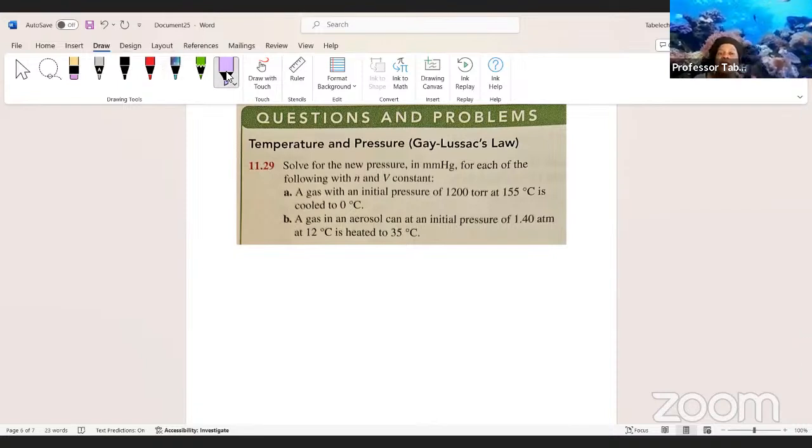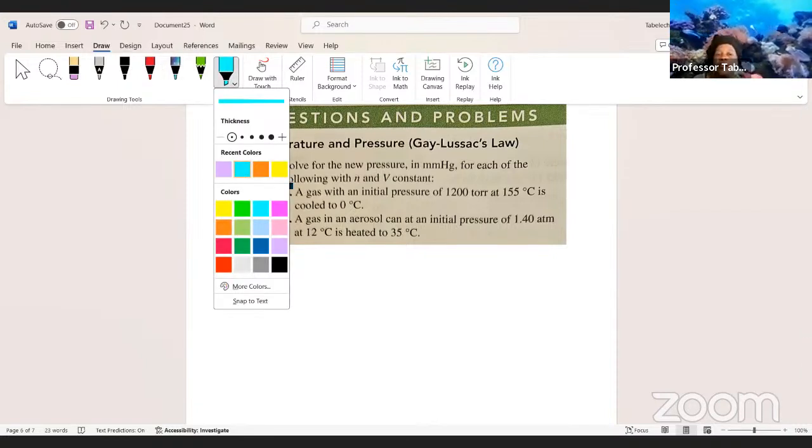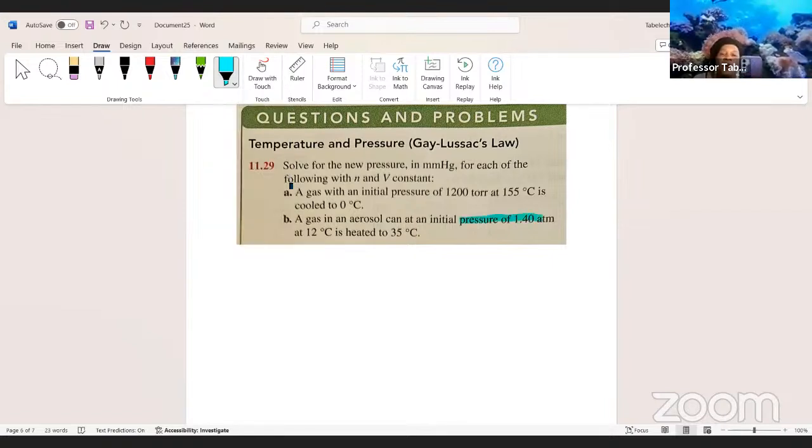Okay, so right here, you're given a few things. It says a gas in an aerosol can has an initial pressure of 1.40 ATMs at 12 degrees Celsius and is heated to 35 degrees Celsius. They want to know the new pressure in millimeters of mercury.